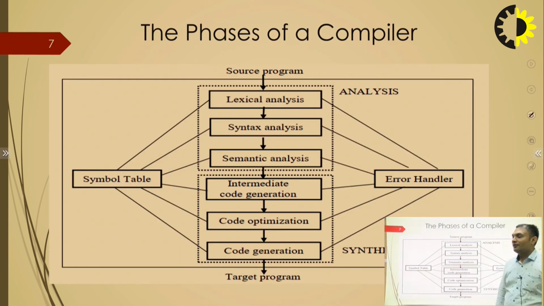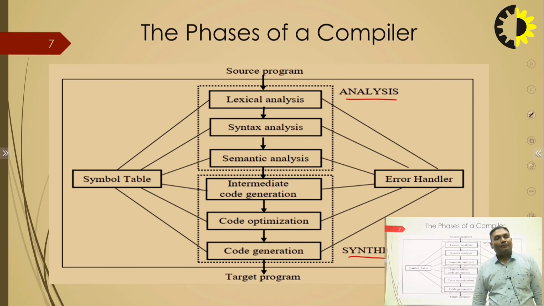Now let's see the phases of the compiler. Basically there are 6 phases that are grouped into 2 main parts, called the analysis part and synthesis part. We will discuss analysis and synthesis in a later section, but let's see the 6 phases of the compiler. First phase is lexical analysis, second phase is syntax analysis, third phase is semantic analysis, fourth phase is intermediate code, fifth phase is code optimization, sixth phase is code generation.